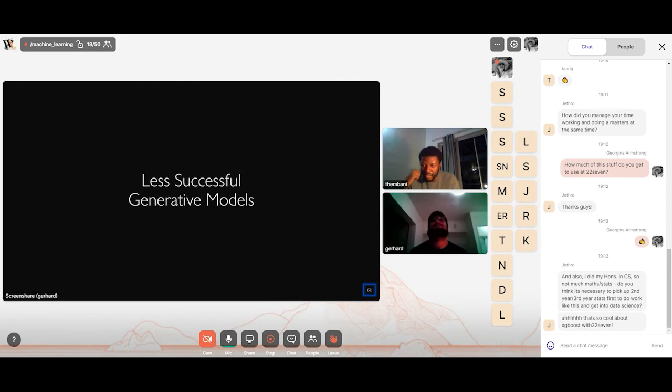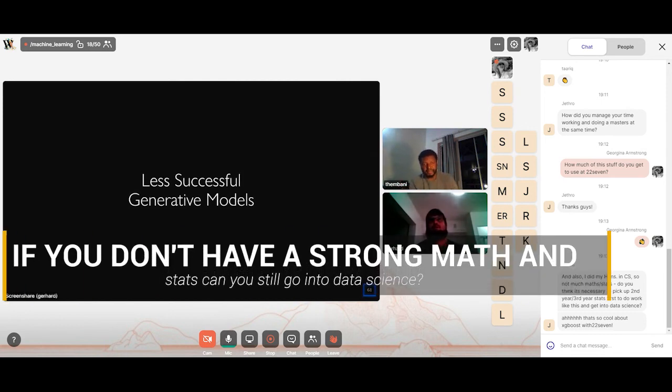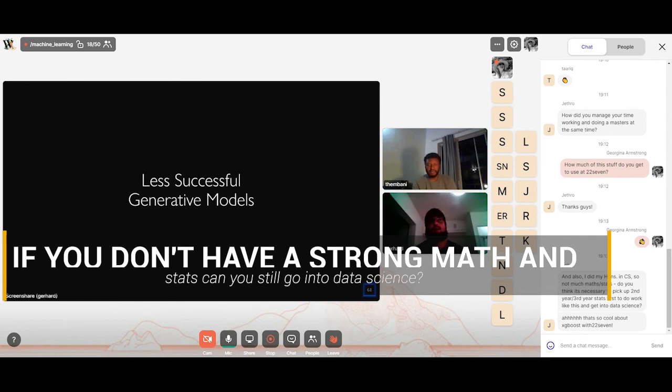No, 100%. He has a follow-up, and he's saying that he's done his honors in computer science, and he doesn't do a lot of math and stats. So he's wondering if it's necessary for him to pick up second year and third year stats first before he gets into this kind of work in the data science space.